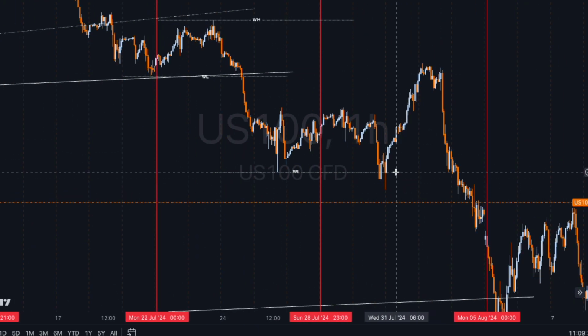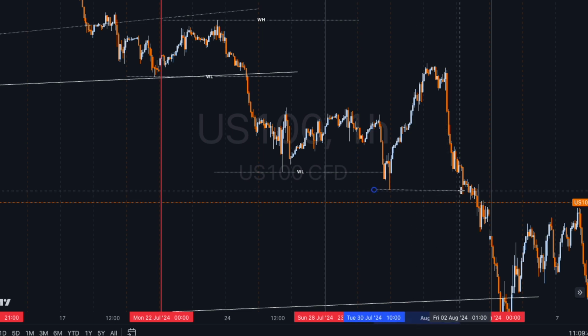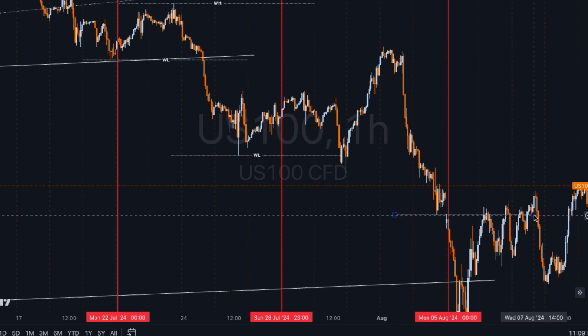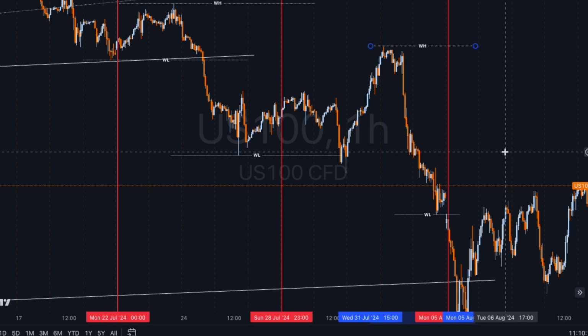First we're going to bring in the weekly low of the previous week, and that is in the wrong location because the weekly low is actually here. Weekly low, and then we're going to put in the weekly high. Weekly high locked in, boom.